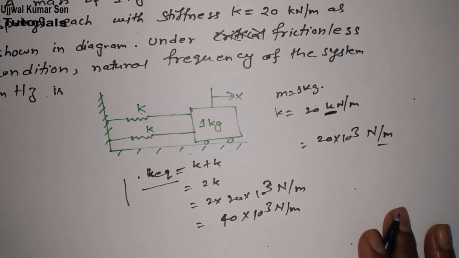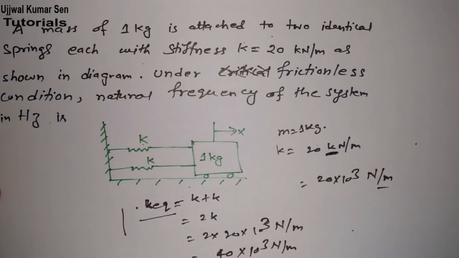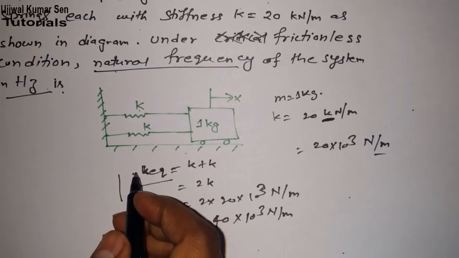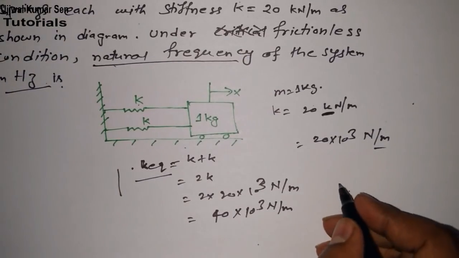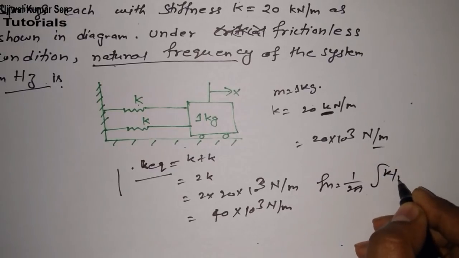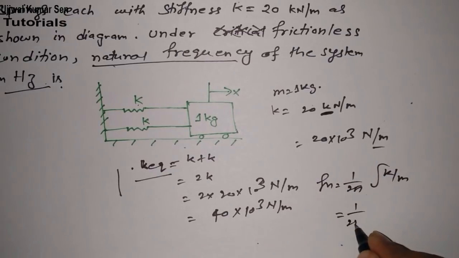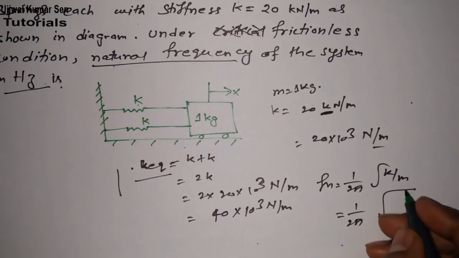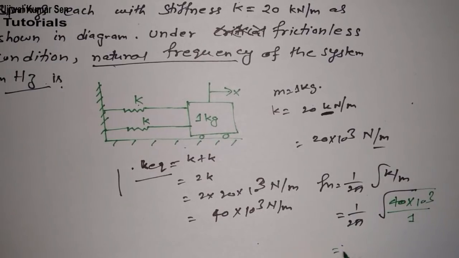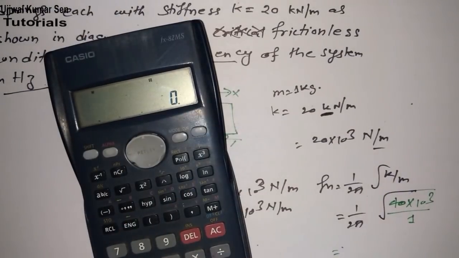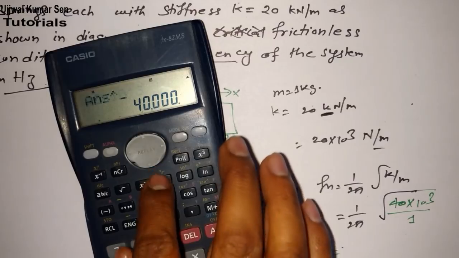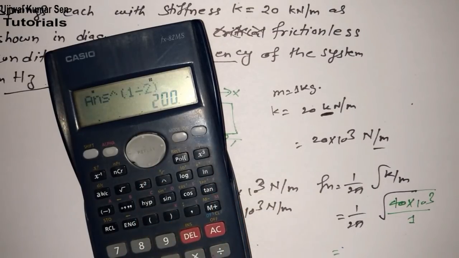So this is it. Now what we have to find out, they have asked us to find out the natural frequency of the system in hertz, natural frequency, right? So we know that natural frequency is equal to 1 by 2 pi root under k by m. So 1 by 2 pi, k is how much we have, 40 into 10 to the power 3, and m is 1 only, so we don't need to do that. 40 multiplied by 10 to the power 3, its root we have to find out.